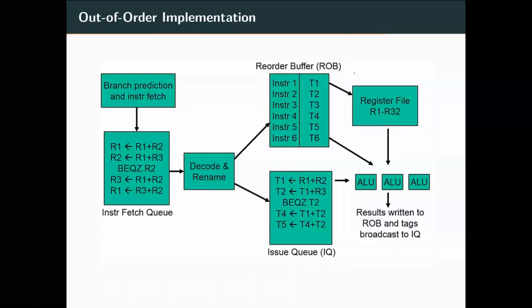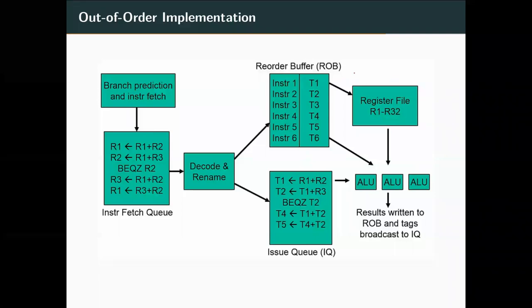So let's look at how we might implement this. First of all, a huge key to all of this is that we need good branch prediction. So we need to know which instructions to fetch, because if we want to do stuff out of order, we're going to have to fetch more than one instruction. We're going to have to fetch, let's say, 5 instructions in the future so that we can reorder them in a way that helps us.